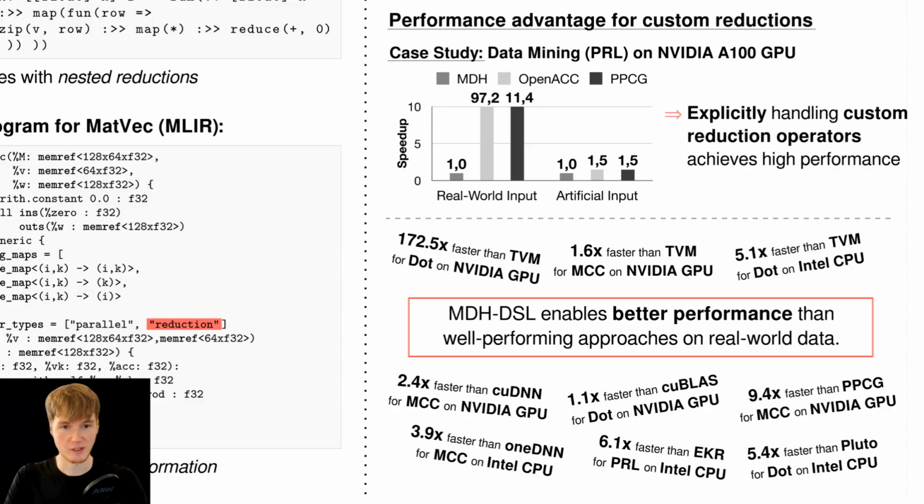Below that are further highlights of our experimental evaluation, and they show that we are often even able to outperform hand-tuned vendor libraries, for example, NVIDIA cuDNN by up to 2.4x or Intel oneDNN by up to 3.9x.